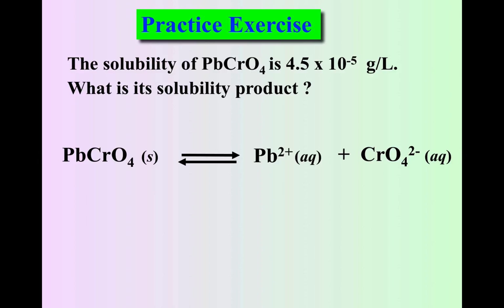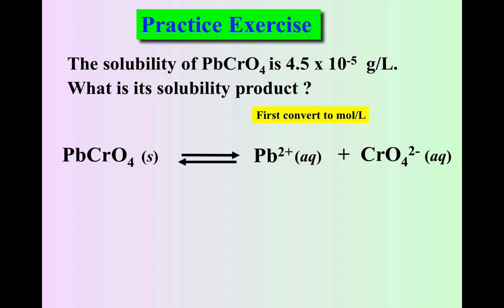The solubility of lead chromate is 4.5 times 10 to the minus 5 grams per liter. What is its solubility product? So we did these problems in the last chapter, right? If you know what the equilibrium concentrations are of the reactants and the products, you plug them in the law of mass action, solve. So it's the same thing here.